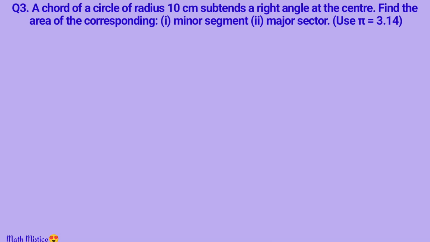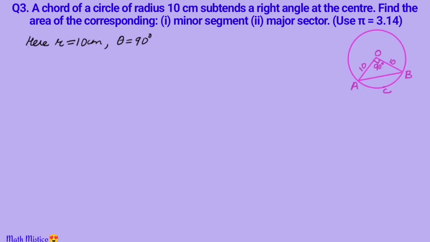In the next question, a chord of a circle of radius 10 centimeters subtends a right angle at the center. So r is equal to 10 centimeter and theta is equal to 90 degrees. As we have to find the area of segments, we will have to make a figure in this question. So you can see that ACB is the minor segment and its area can be obtained by subtracting the area of triangle AOB from the area of sector ACBO.